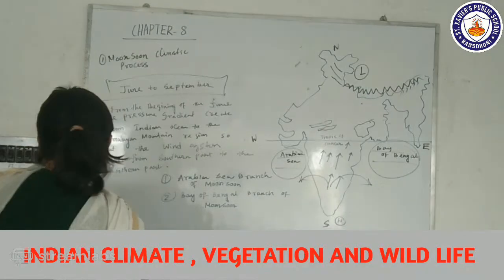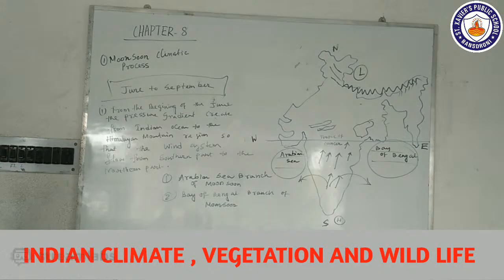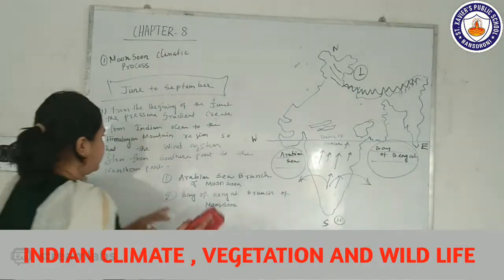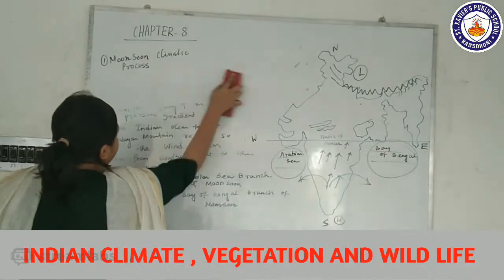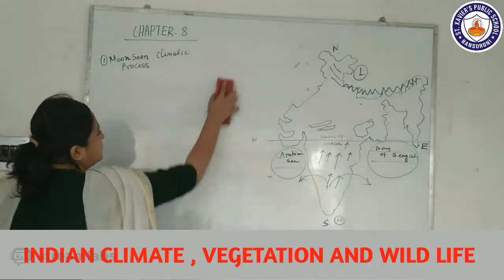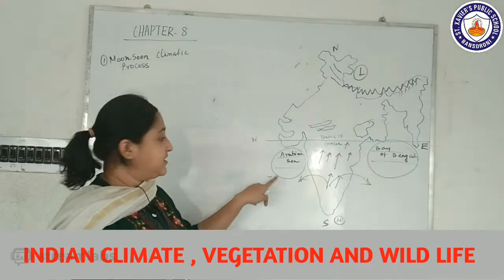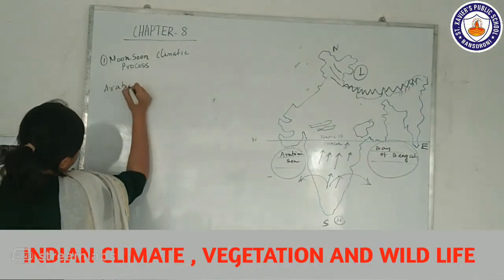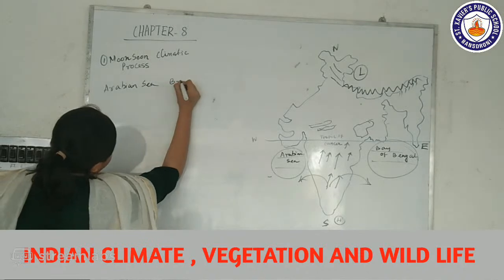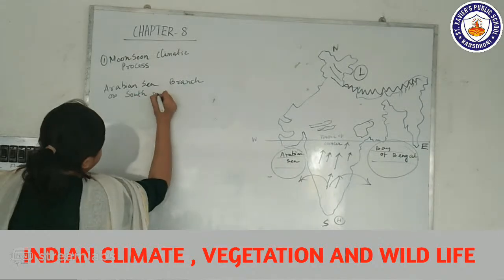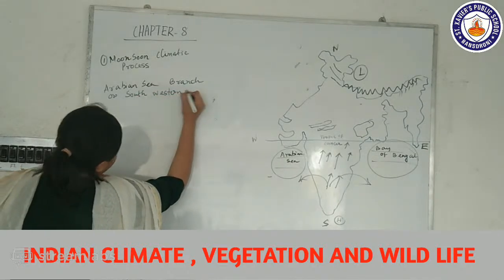So now we will focus on how it's processed, right? Just wait. Okay, so I think it's clear to all of you. Now I have to wrap it up and go forward to the next one. First we will talk about this branch, the Arabian Sea branch, or the southwestern monsoon.